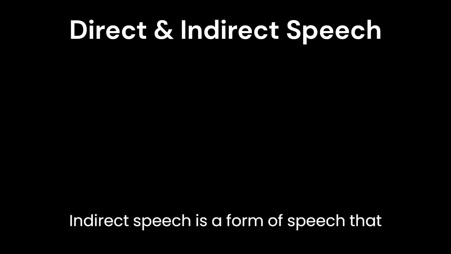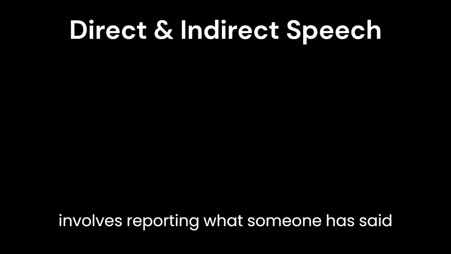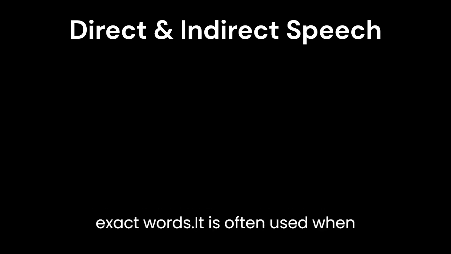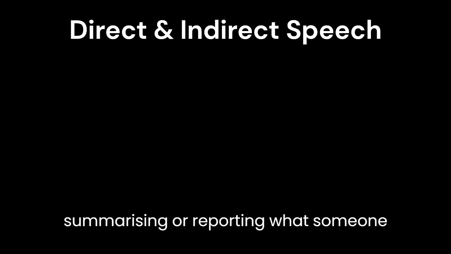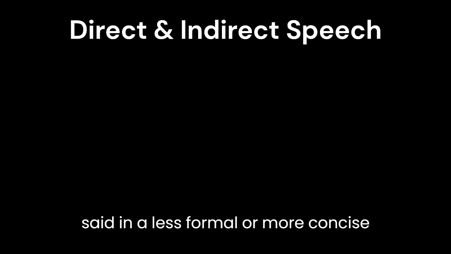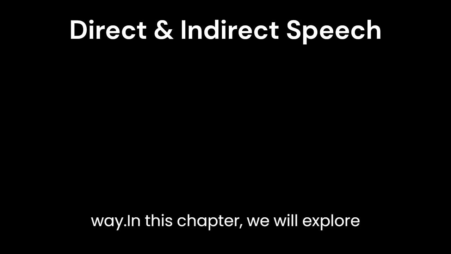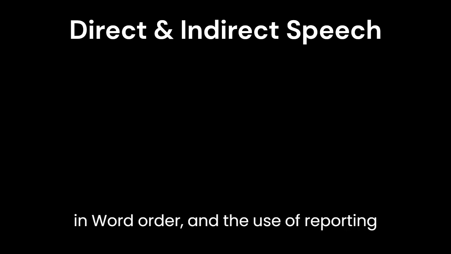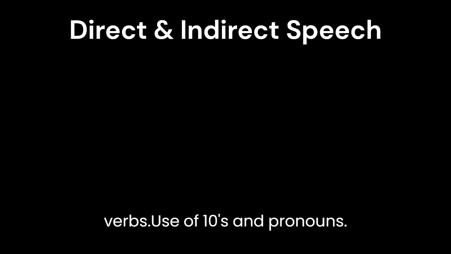Indirect speech is a form of speech that involves reporting what someone has said in a different way, without using their exact words. It is often used when summarizing or reporting what someone said in a less formal or more concise way. In this chapter, we will explore the rules of indirect speech, including the use of tense and pronouns, changes in word order, and the use of reporting verbs.